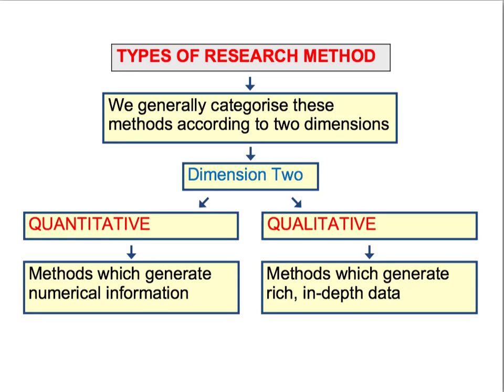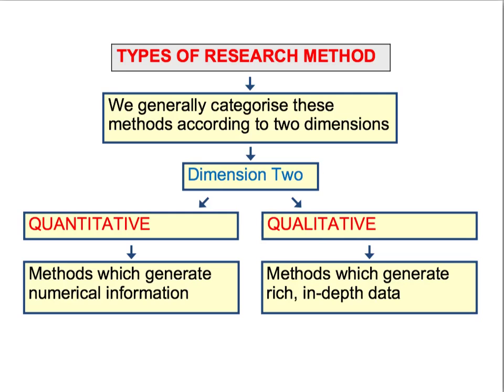The other key way in which we can categorise different approaches to sociological research is in terms of whether or not they produce quantitative data or qualitative data. So as we can see here, quantitative methods are those which generate numerical information. So quantitative research methods are used by sociologists when they want to measure or represent some aspect of social life numerically or statistically.